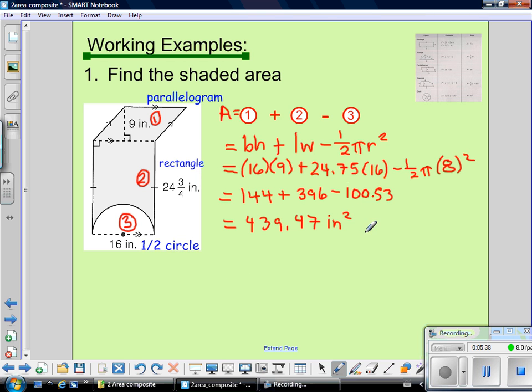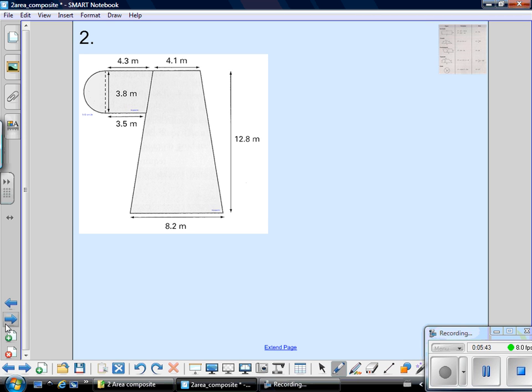Okay, make sure you put units in order for communication marks. Okay, let's go on to our second question. Our second question again also appears to have three shapes. Some of the shapes are different, however, but let's take a closer look.